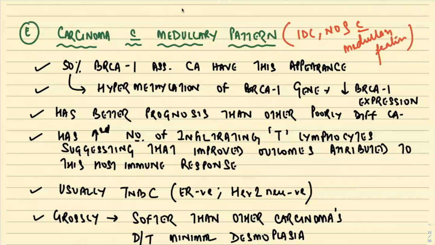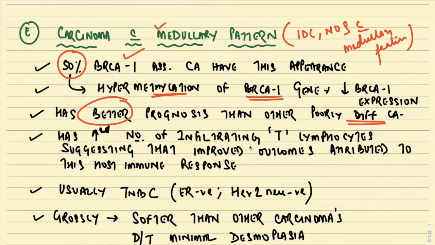that the medullary carcinoma of the breast has a very bad prognosis because they are triple negative tumors. But later on, it was seen that it does not have such a bad prognosis. In fact, it has a very good prognosis in comparison to other triple negative breast tumors. So 50% of these medullary carcinoma tumors, or tumors with medullary pattern, have BRCA1 mutation associated. Okay, and over here there is no mutation. Instead, there is epigenetic change. There is hypermethylation and silencing of the BRCA1 gene, leading to decreased BRCA expression.